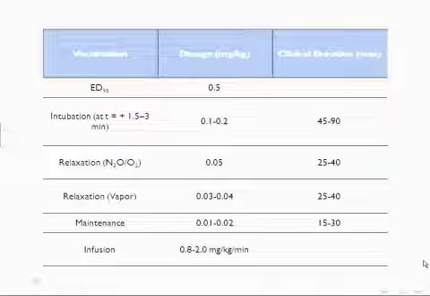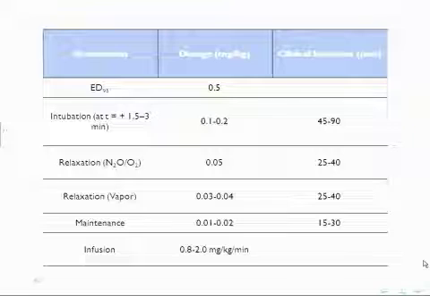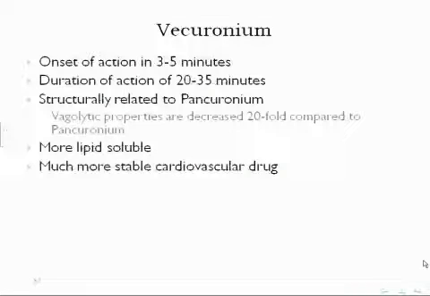This is the dosages. Again, you don't have to memorize that except for the induction dose, which I expect you to know, which is 0.1 milligrams per kilo. Vecuronium has an onset time that's delayed, which is 3 to 5 minutes. The duration of action is anywhere between 20 to 35 minutes. And it is structurally related to Pavulon, but it's a monoquaternary, not a biquaternary. It's a little bit more lipid soluble and is a much more cardiovascular stable drug.